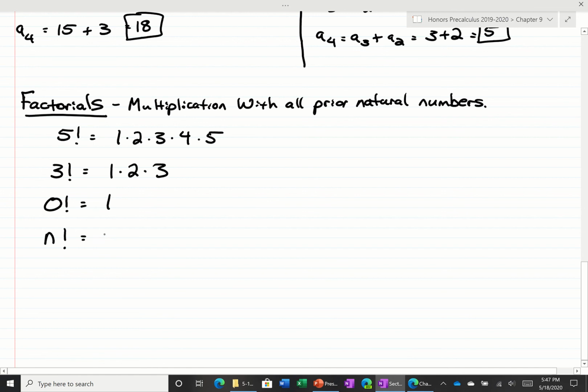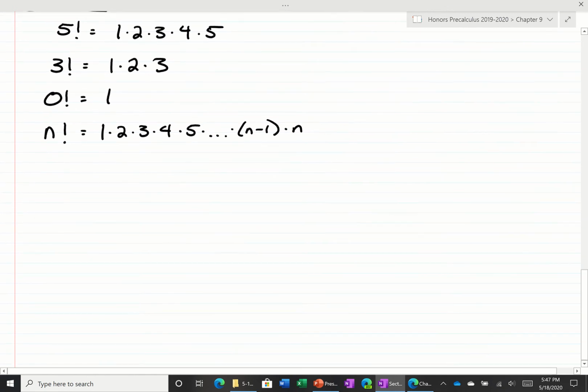So we could write that like we don't know what n is. N could be 8, which would be 1 times 2 times 3 times 4 times whatever, up until the very last number, which would be n minus 1, like 7 in this case. If n was 8, n minus 1 would be 7, times the number itself. So let's take a look at some examples.